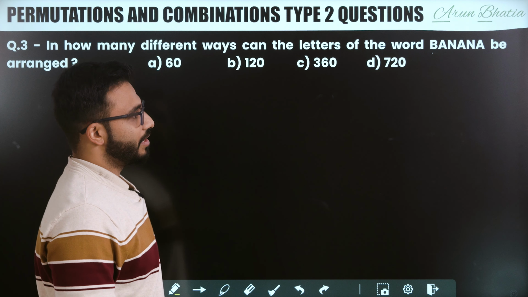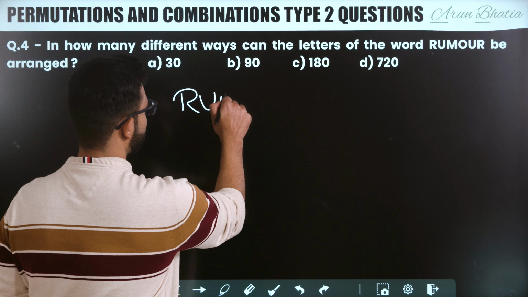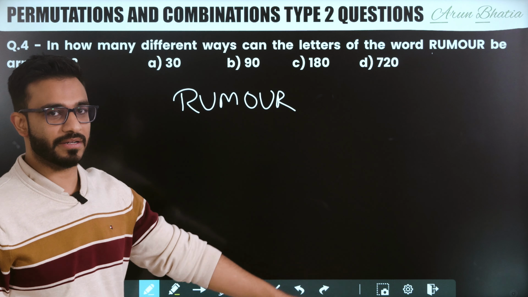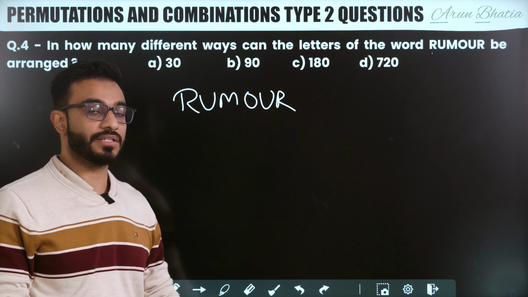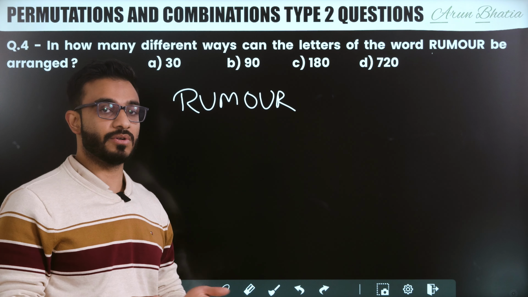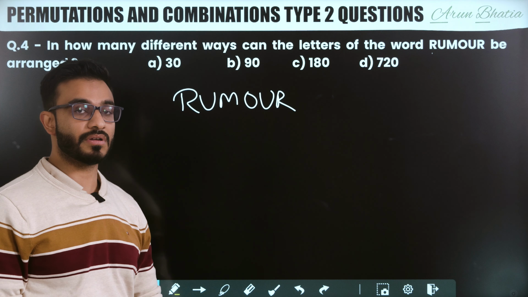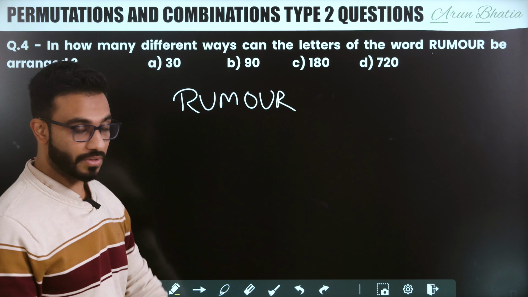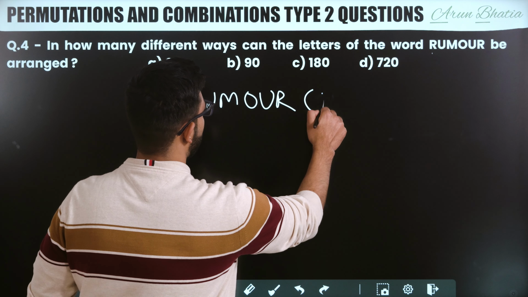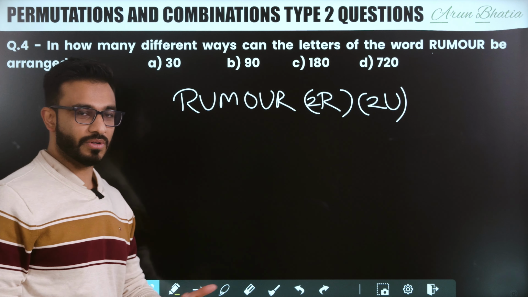So moving on to the last question, we have rumor. Again, the same logic. So you see that the questions have been constructed in a very systematic, ordered way. Initially in lecture 1 we had words that had no repetition, and then in the first 2 questions of this lecture, we had only 1 letter that was repeating. Now we have two letters that are repeating. So in rumor, same thing, we have R repeating 2 times and then U repeating 2 times.